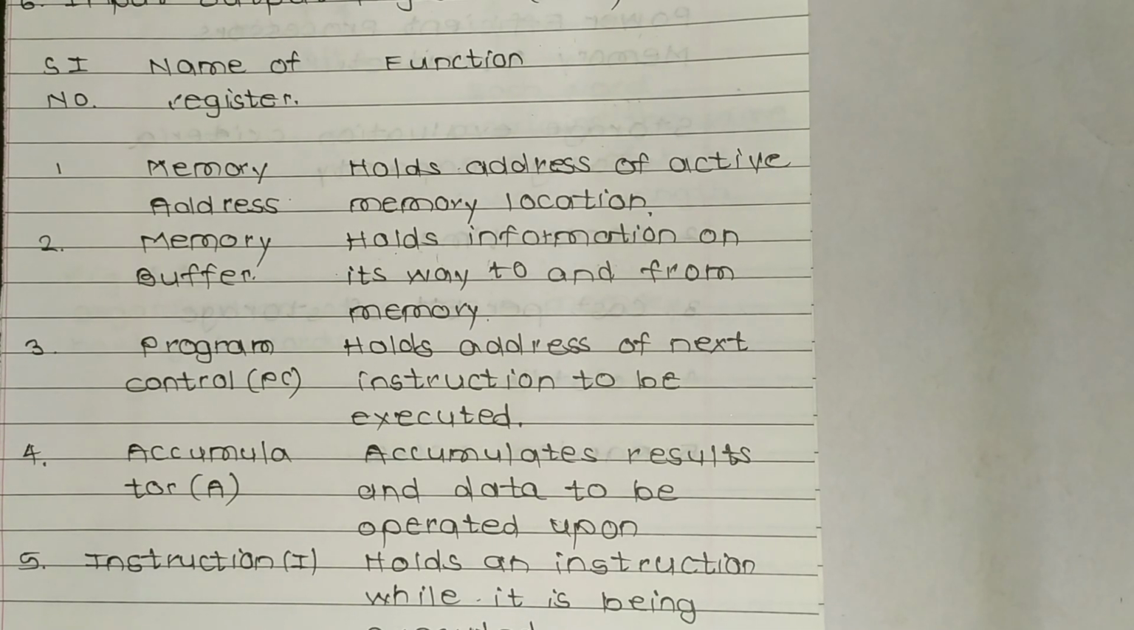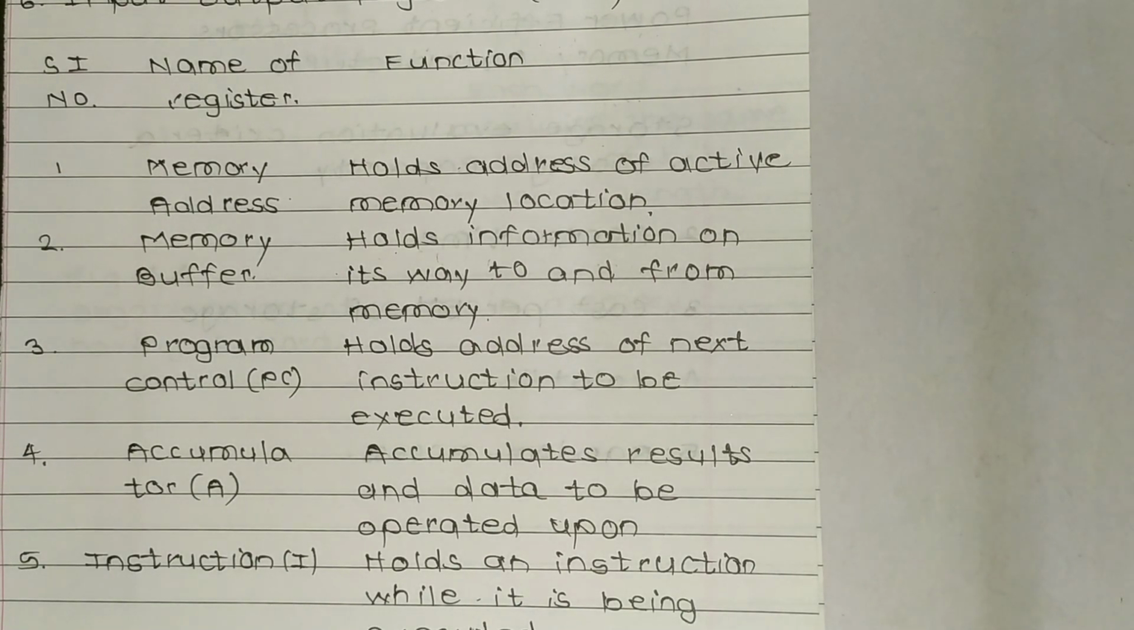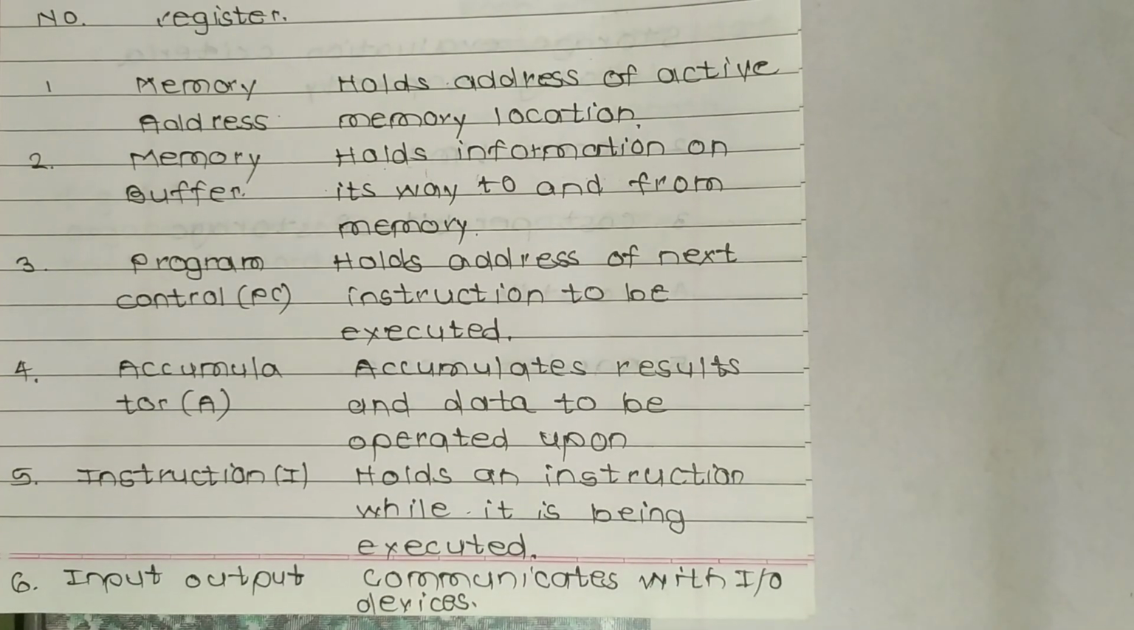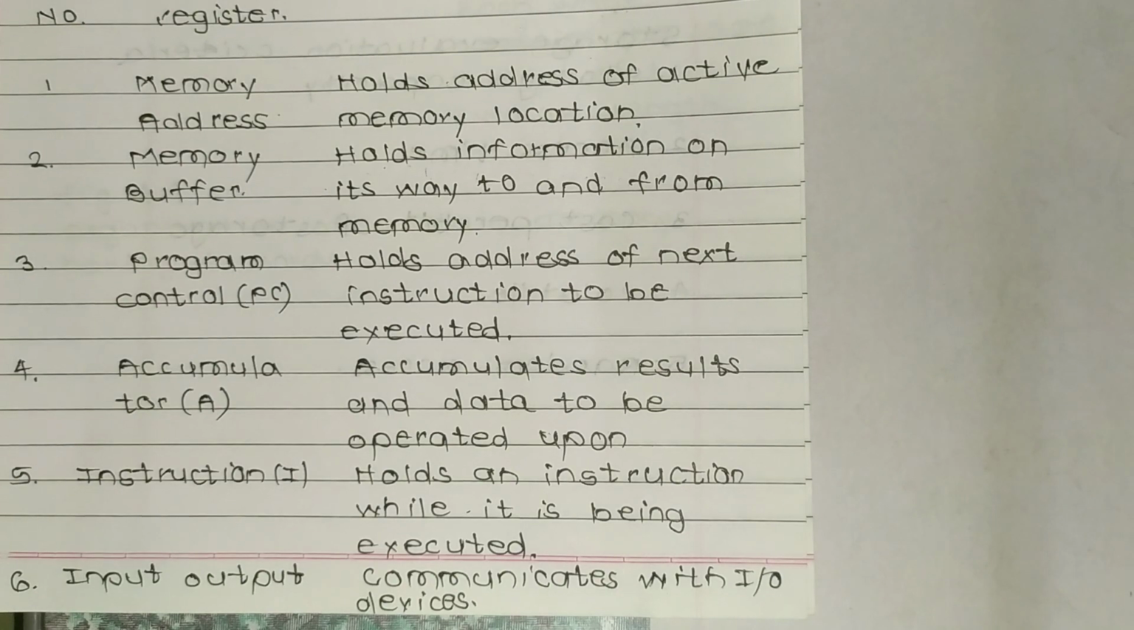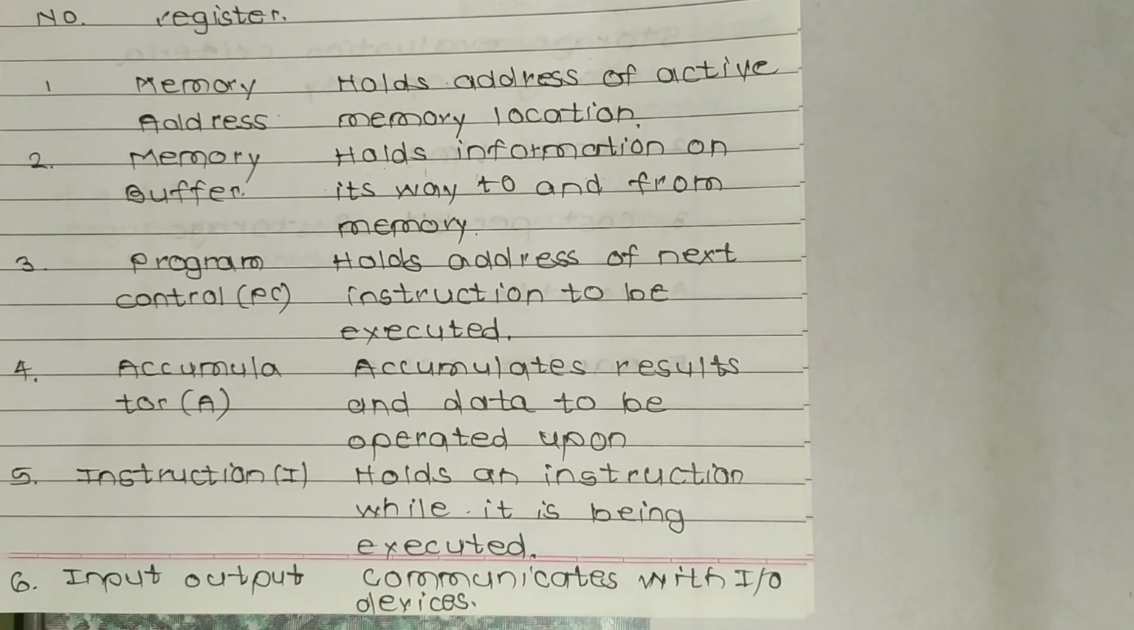Fourth, accumulator register A. Accumulator register A holds the data on which the system has to operate, intermediate results and results of operations performed. The system uses it during execution of most instructions.